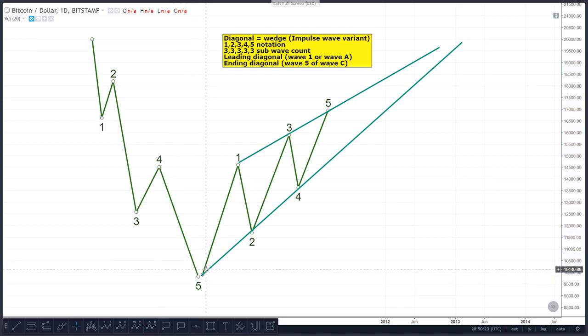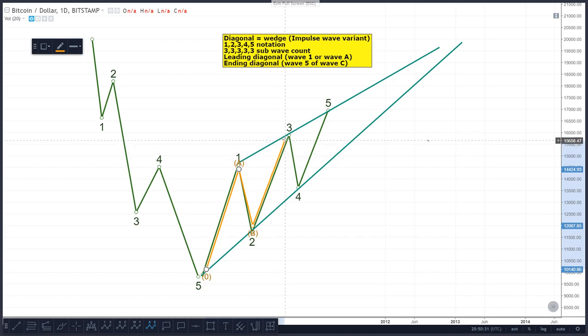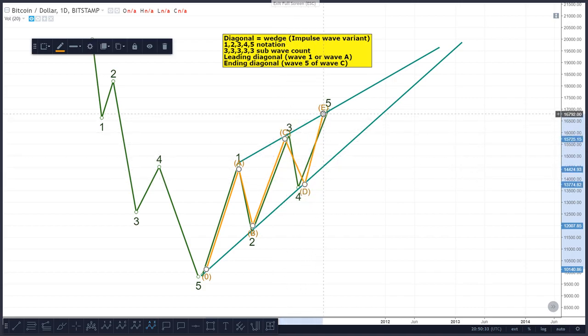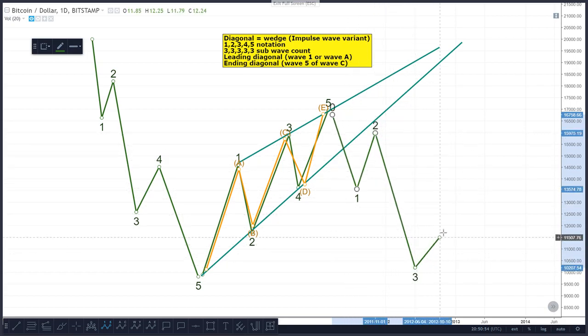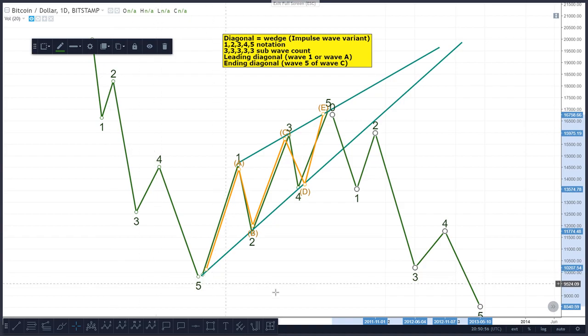This is a common mistake we see. And they'll label it A, B, C, D, E. So as I say, when you use letters, these are used for corrective patterns. So what they're saying is that this is in fact corrective, and then from here they are saying that we can expect a large 1, 2, 3, 4, 5 down, forming a new low with a new impulse leg going down.